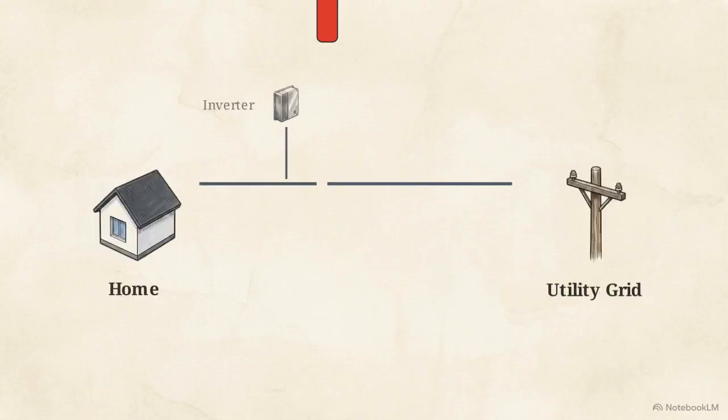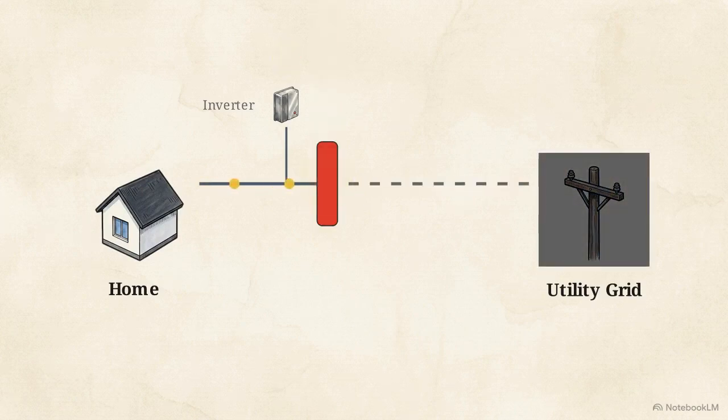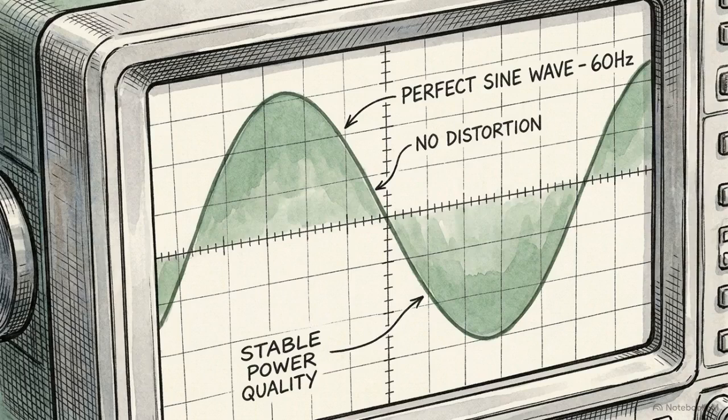This diagram illustrates how the protection works. The moment the inverter detects a grid outage, it deploys a mechanical block. This instantly severs the connection, stopping the home from backfeeding electricity into dead power lines where utility workers might be attempting repairs. The system must also hit strict power quality mandates.